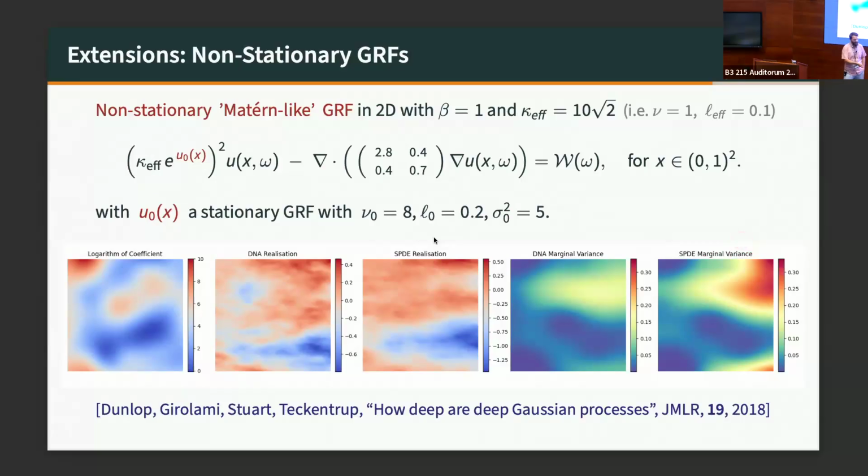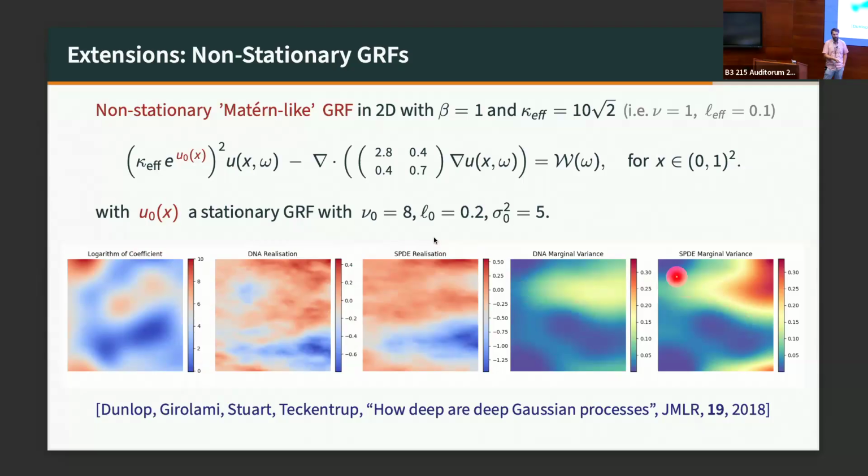here on the right, so maybe I should start from the left. The log of the coefficient is our draw from our U0. This is our correlation length parameter. This is a sample drawn from our DNA approach with SPDE. This is one drawn with the original SPDE approach with Neumann boundary conditions. So you see that they're not the same, even though they're solved with the same white noise right-hand side.